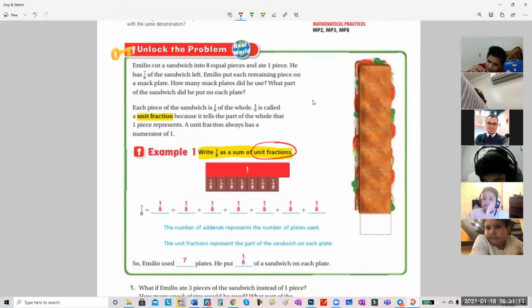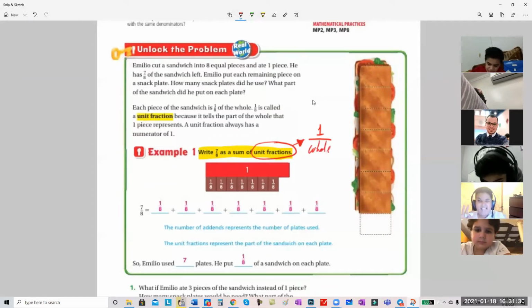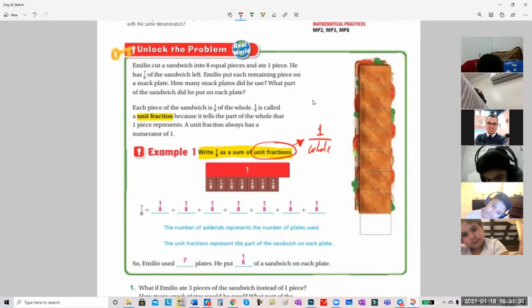Unit fractions means we're going to use 1 in the numerator, and in the denominator we're going to write the number of whole parts. So if the total number of parts is 8, the unit fraction will be 1 over 8. If the total parts are 10, the unit fraction will be 1 over 10. So we're going to use 1 in the numerator, and the number of parts in the denominator.